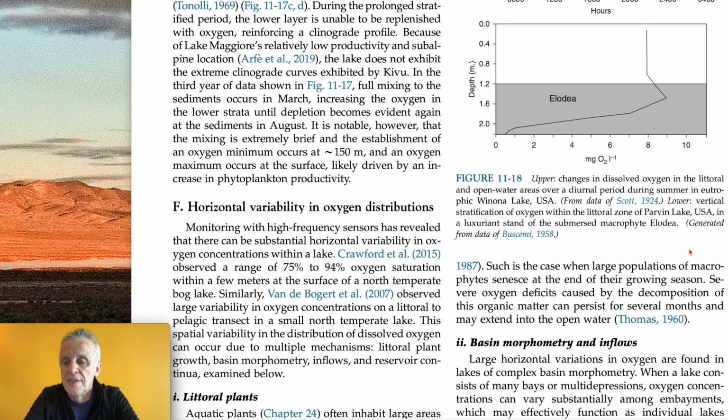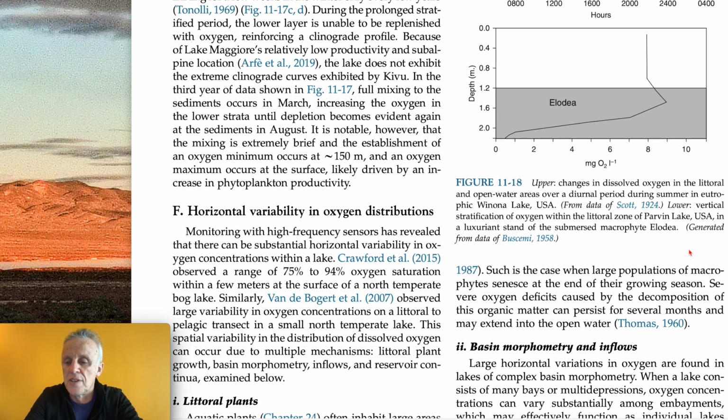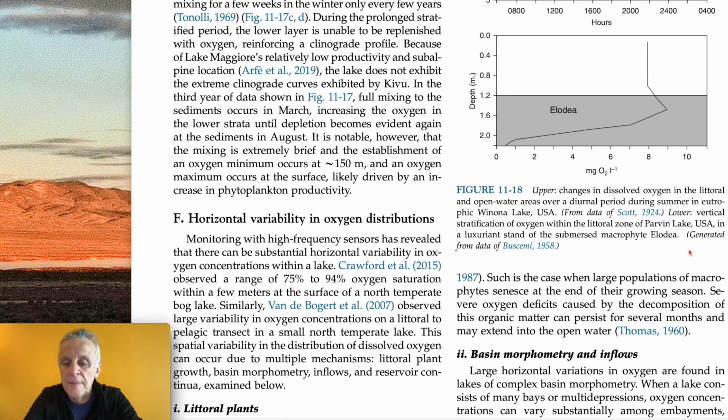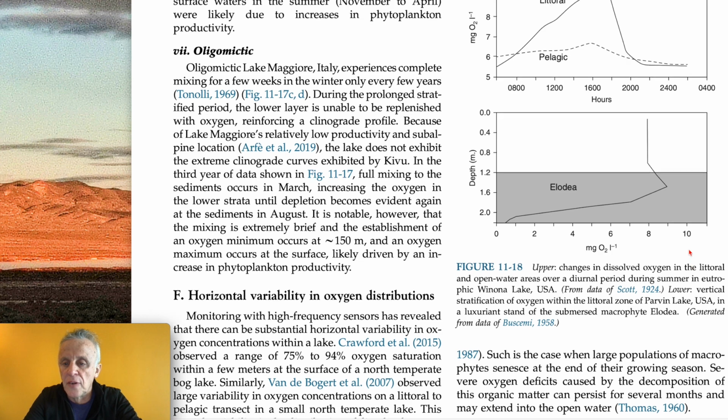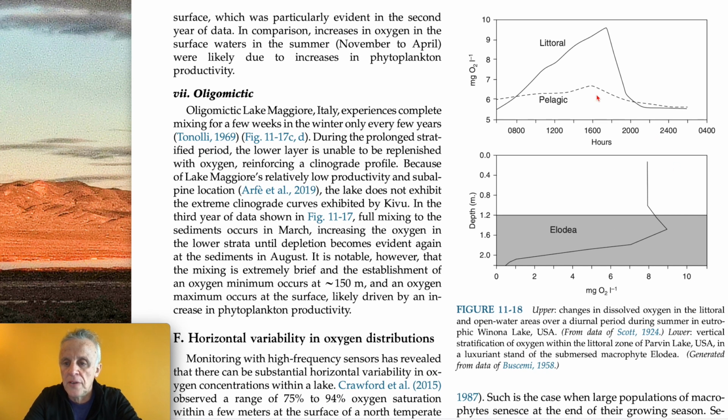Upper: changing dissolved oxygen in the littoral and open water areas over a diurnal period during summer in eutrophic Winona Lake. Lower: vertical stratification of oxygen within the littoral zone of Parvin Lake in a luxuriant stand of the submersed macrophyte Elodea. So the first one here is the littoral and pelagic oxygen concentration on the y-axis, over time on the x-axis, over an entire day. So we have pelagic values and then we have littoral values. Littoral is along the shore, and pelagic here is open water. So we have to assume that it's open water at the surface, or close to it.